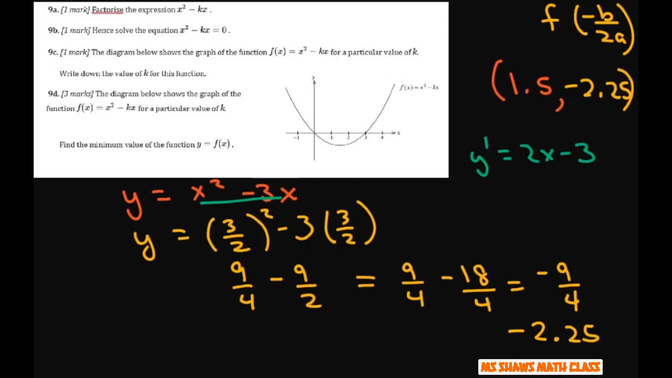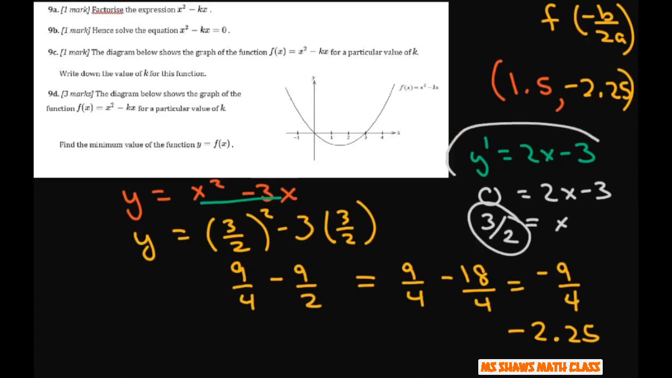All right. And what you would do is you'd set this to 0. And so you'd get x equals 3/2. And then you do the same thing, you just plug it in. So once you do the derivative, you can either use this method or this method. Either way will give you the right answer for the IB exam.